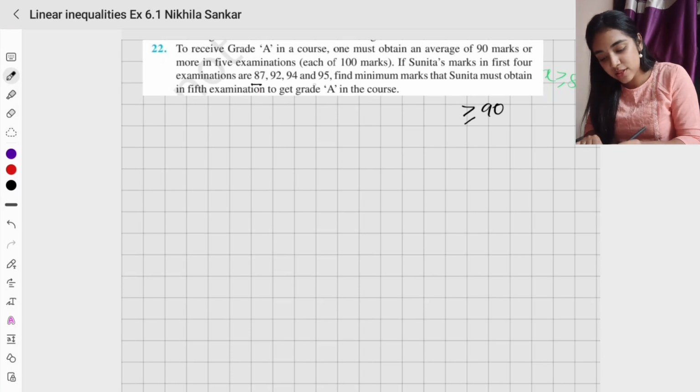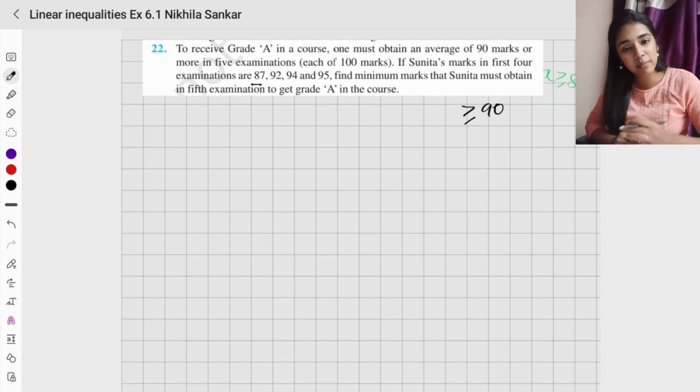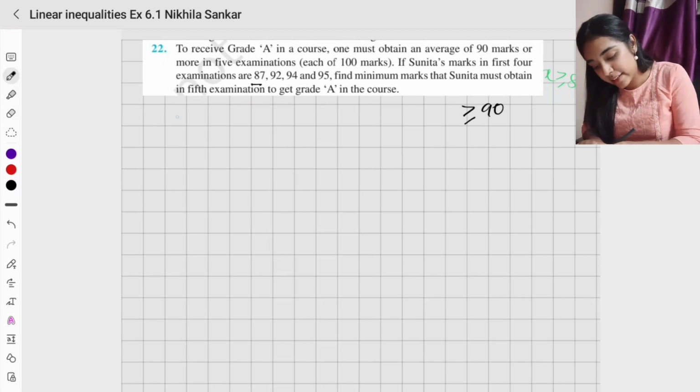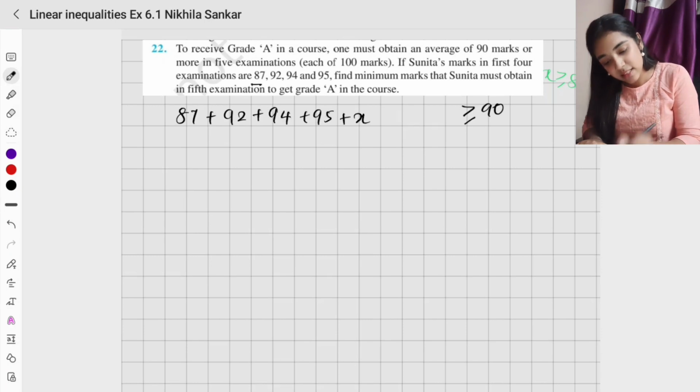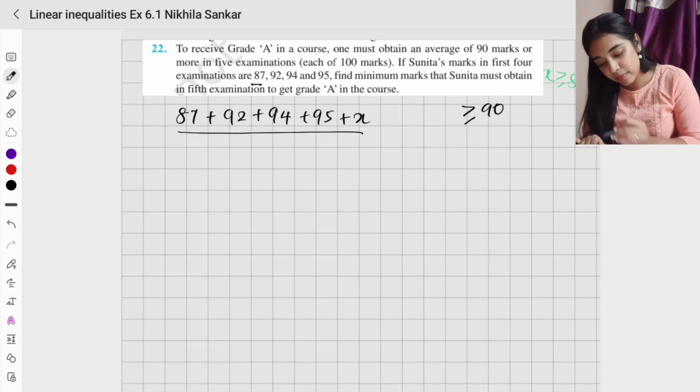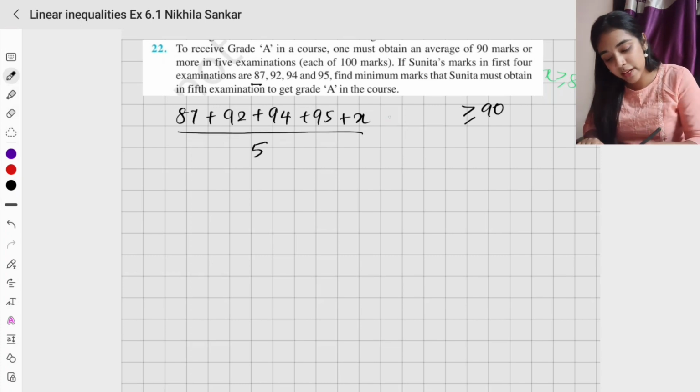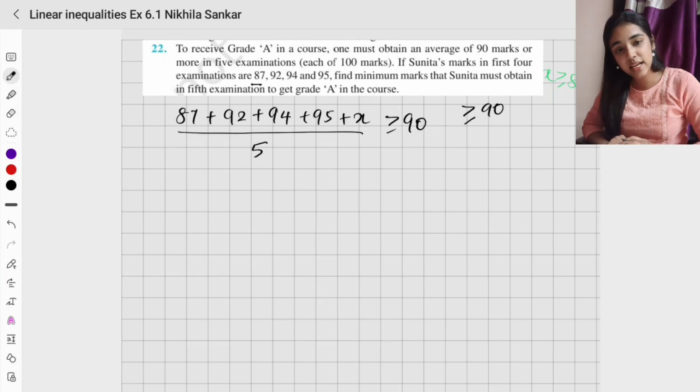பட் இந்த இடத்துல அவளுக்கு என்ன ஆயிடுச்சு? She has only 87 marks in the first exam. So, அப்ப 5th examல எவ்வளவு எடுத்தா average maintain பண்ண முடியும்னு கேக்குறாங்க. So, I have average is going to be 87 plus 92 plus 94 plus 95 plus x, the mark that she obtained in her 5th exam. The whole divided by how many exams? 5. So average is going to be divided by 5. Should be greater than or equal to 90. She has to at least have the average of 90.